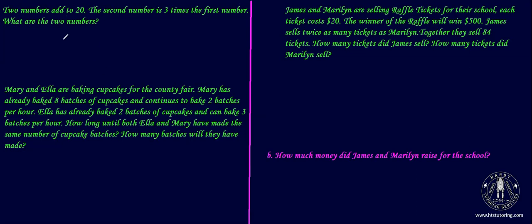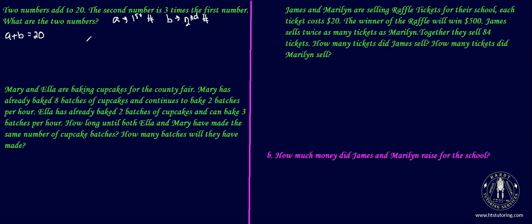All right, so we have two things we're dealing with. We have two numbers. I'm going to call them A and B. I'm going to call A my first number, and I'm going to call B my second number. We don't know what those are, but let's see what they told us about them. It tells us two numbers add to 20. So I have my two numbers, and they add to 20. So I'm going to set them up: A plus B equals 20.